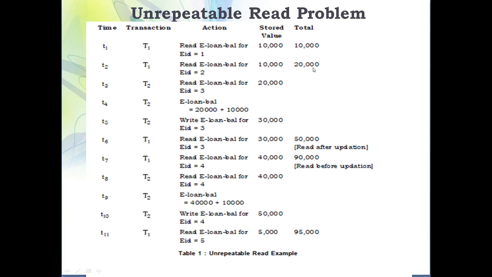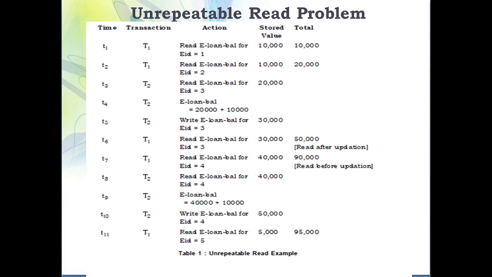So it is 20,000. Then at the same time T2 comes and reads the value of employee ID 3, which is 20,000, and T2 performs an addition operation, a deposit operation, so its value is 30,000. Then transaction T1 comes and reads the value of employee ID 3, which is 30,000, updated by T2, and this 30,000 is added with this 20,000, so it equals 50,000. So it is called a read after updation. That means T1 is reading the value of employee ID 3 after the updation made by T2. That's why it is called a read after updation.